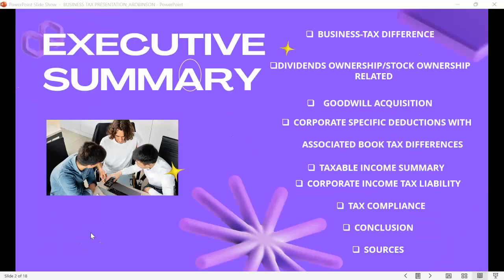For the executive summary, I will be reiterating the definition of book tax differences and why it's important to companies, and how this relates to the remaining topics: dividend ownership, stock ownership related, goodwill acquisition, corporate specific deductions with associated book tax differences, taxable income summary, corporate income tax liability, tax compliance, and we'll go over the conclusion.